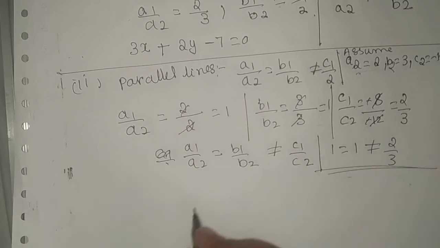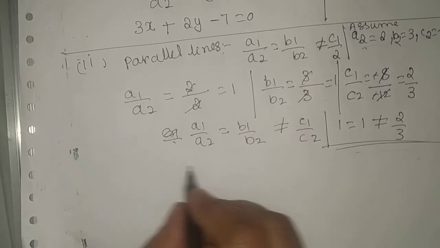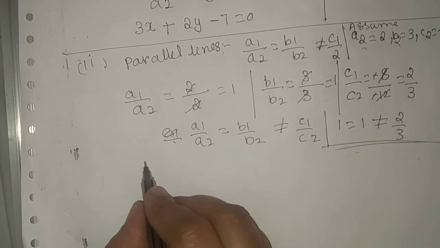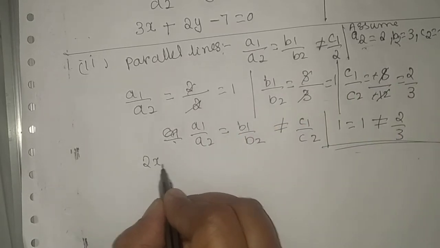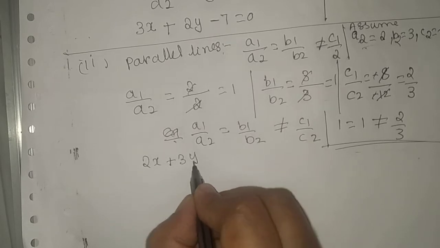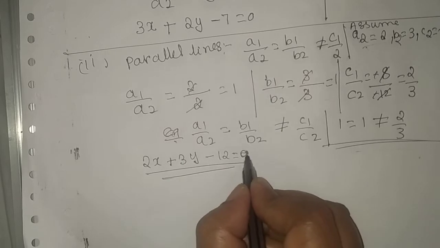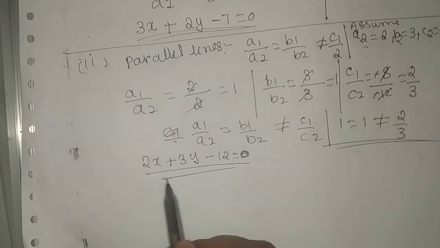So this we got. Now we have to construct the equation. Constructing the equation with the values we have taken, see there, that is 2x plus 3y minus 12 is equal to 0. This is the equation.